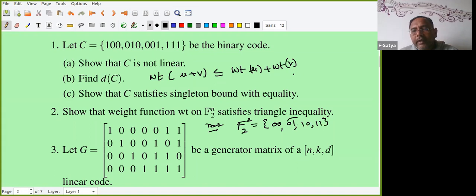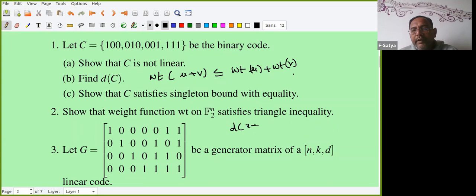What is the weight of this vector? 1. Weight means the number of non-zero elements. Weight is 1 here, weight is 2 here, weight is 0 here. So we need to prove that weight satisfies this property. There is no coding theory here at all, since only weight is defined. How do you prove it? To prove this part, the following will be helpful.